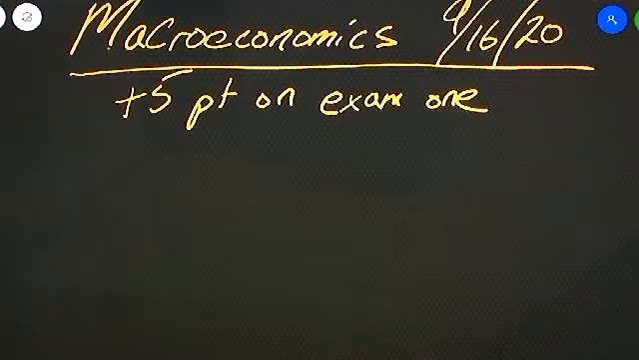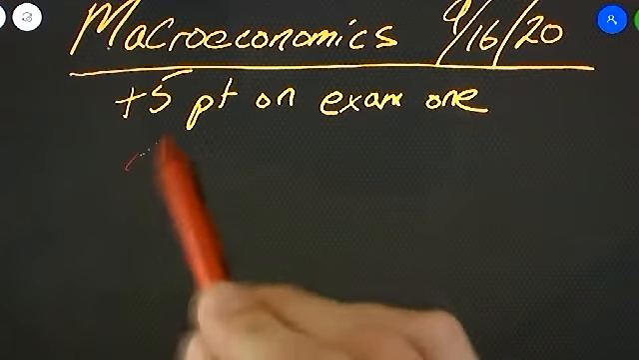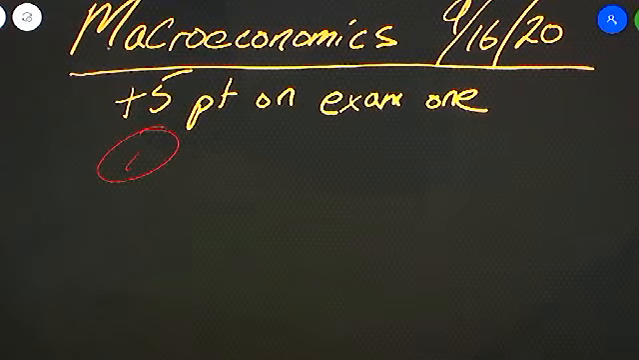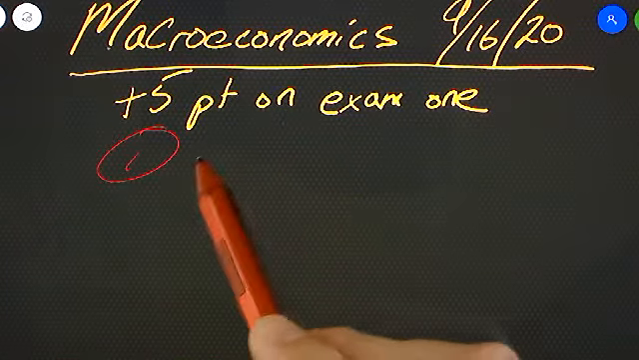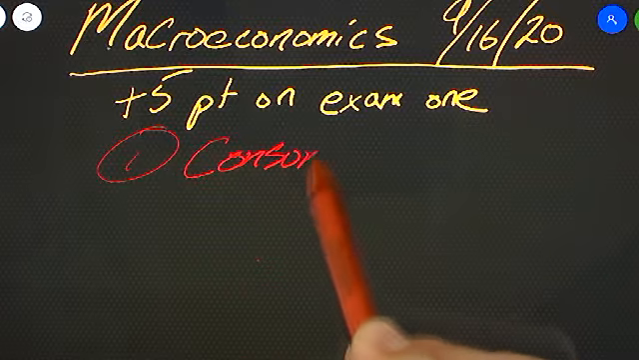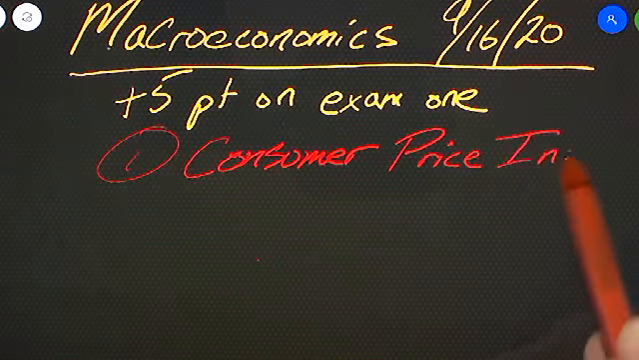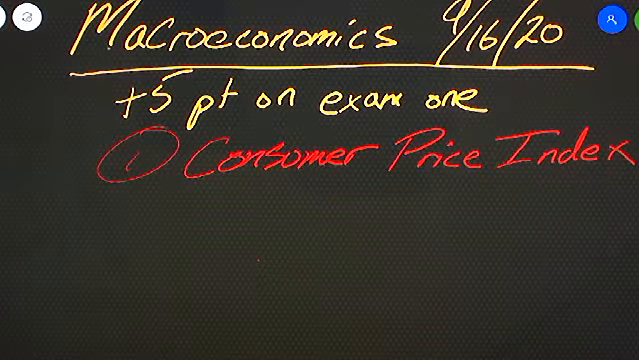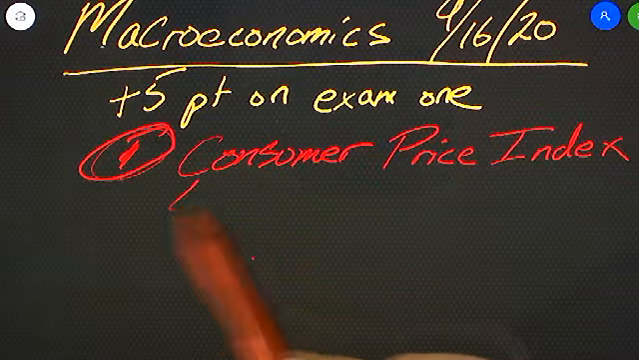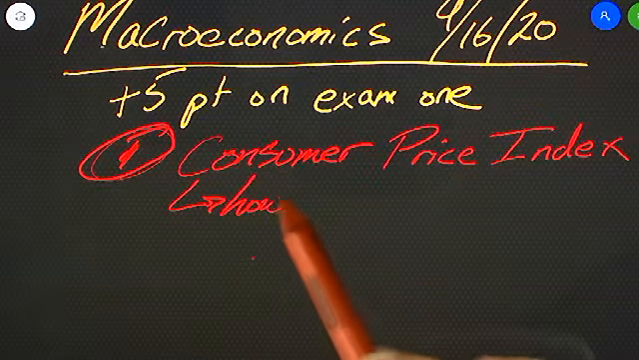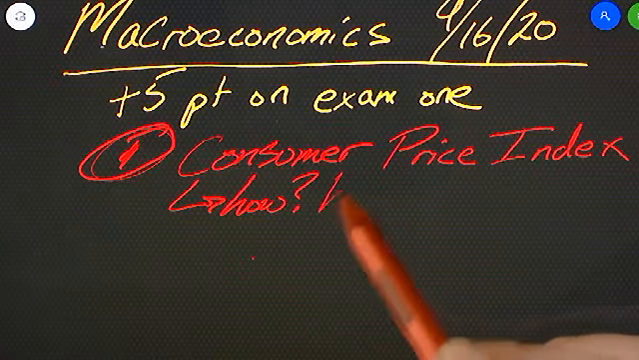So what are we going to get up to today? Well, we're going to be talking about the different types of price levels. We end up talking about the consumer price index, and how is it constructed? And then, what is it good for, right? So how is it used?